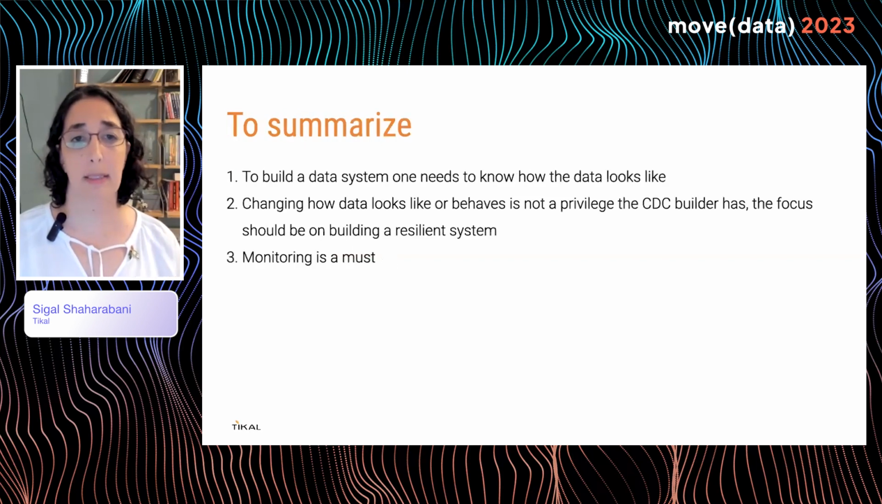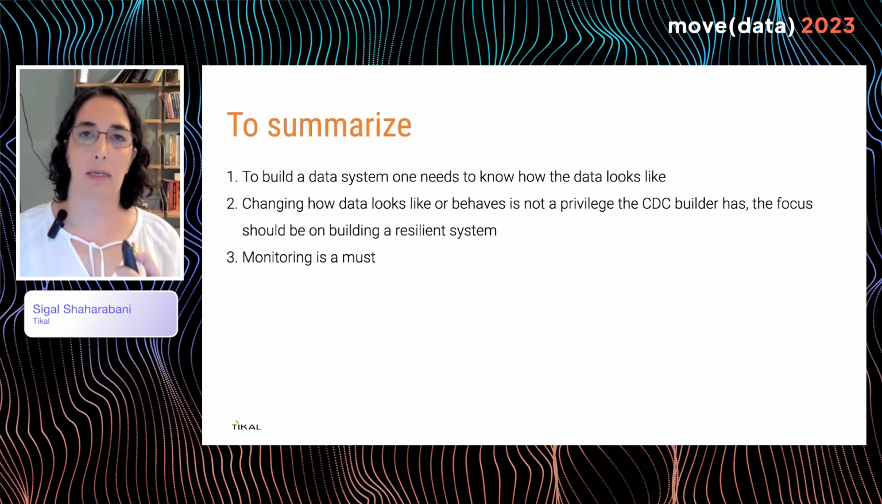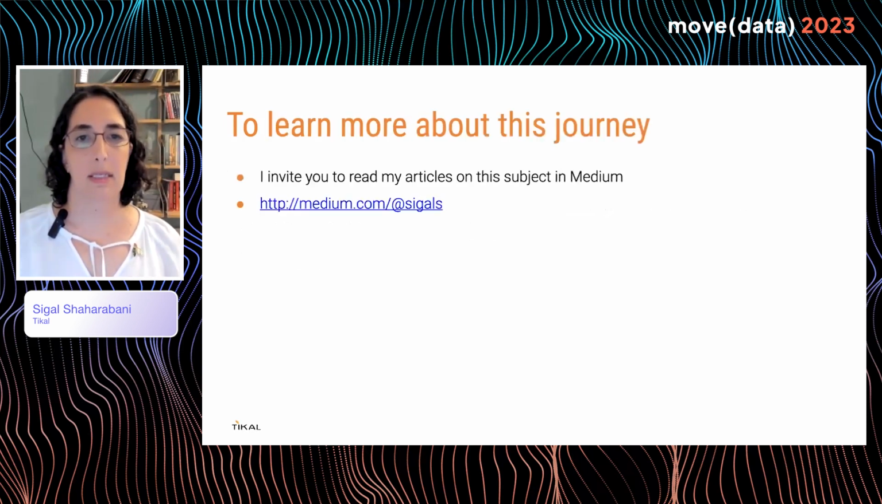So to summarize, what you need to do is remember that this is a data system, and to have it work, you need to understand what the data looks like and how it will affect your performance. Second, you don't have the privilege to change it, so make sure you build for resilience, and don't forget to monitor.